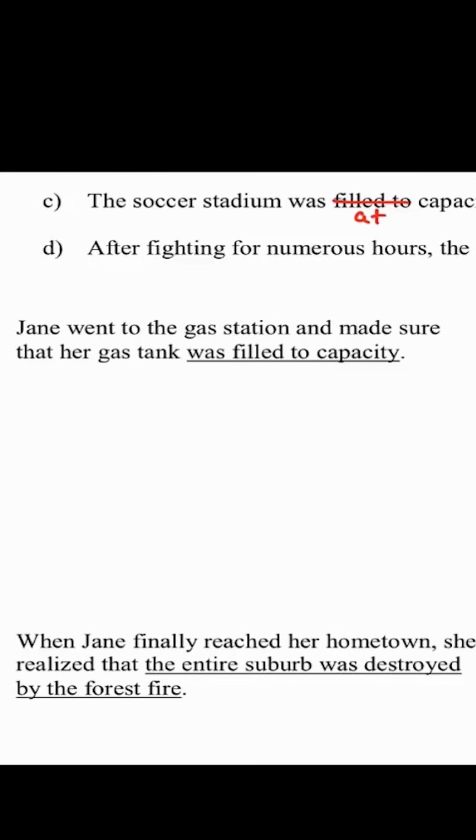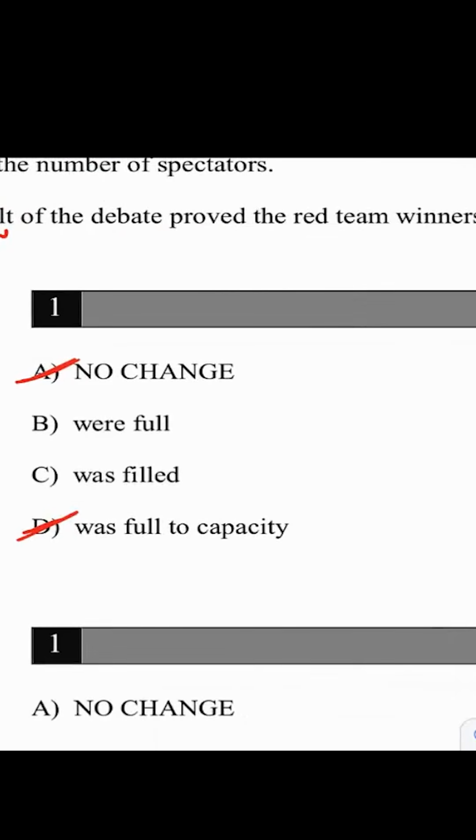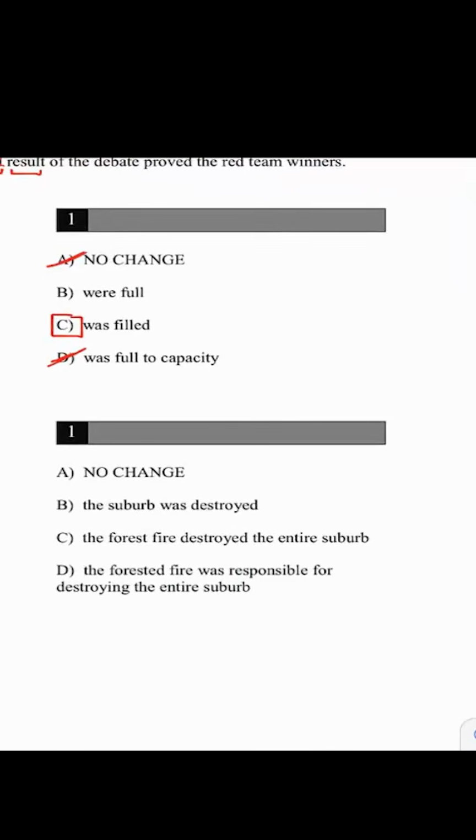So now I'm going to look at these, and I want to say her gas tank. Okay, her gas tank is going to be singular. So we want to say was filled and not were. Were would be plural in this case. So we're going to say C for number 1.